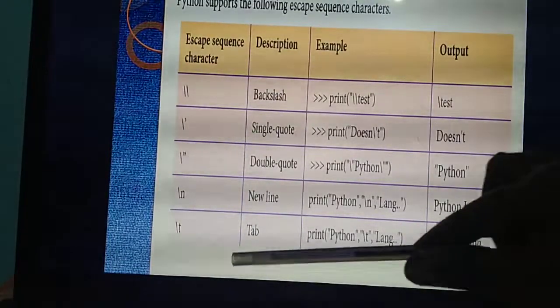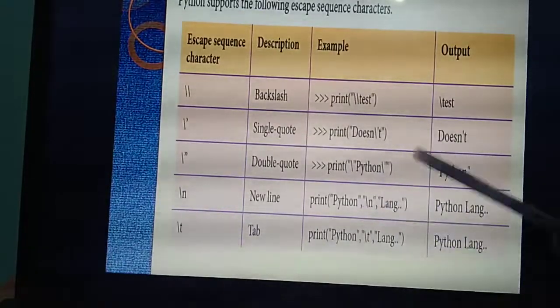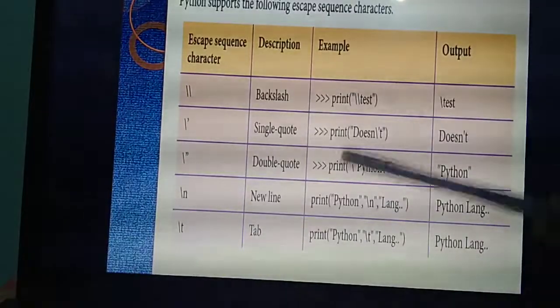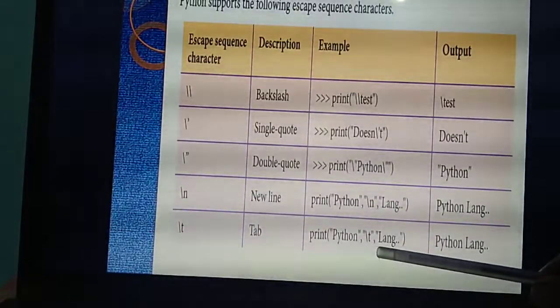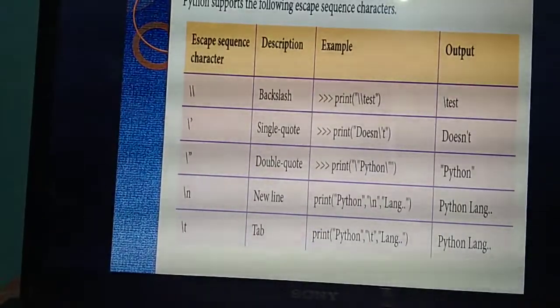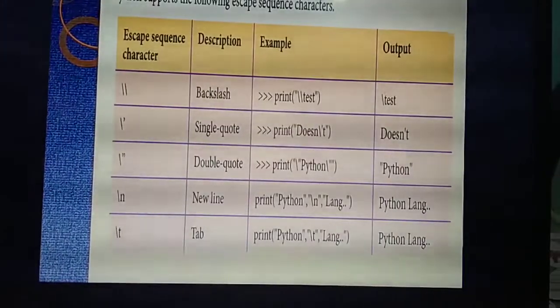Then backslash n. That means in Python, backslash n in between will automatically go to the new line and display the next one. Then backslash t means it will allocate a tab space. Understand? By reading itself you can understand. So once just go through it. Okay.